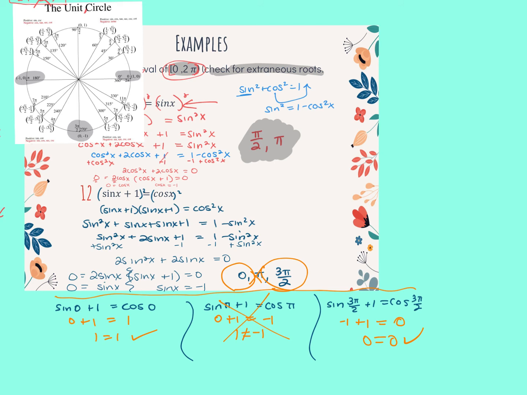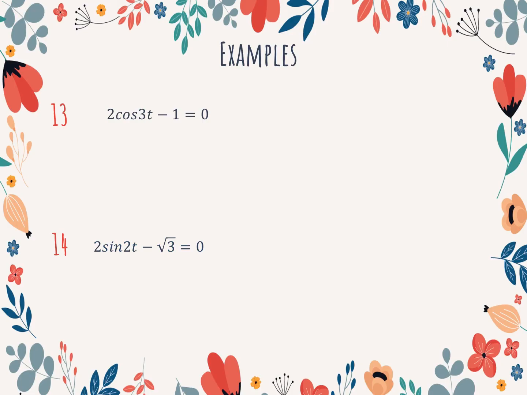Question. On the next slide, I don't know if there's a typo, if it's supposed to look like that. It's supposed to look like that. Okay, so any one that has a number between the trig function and the variable is what we call a multiple angle equation.